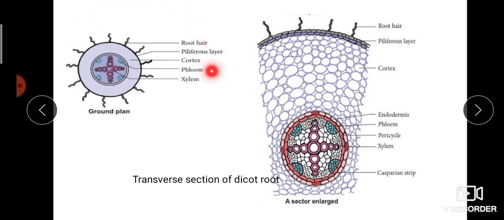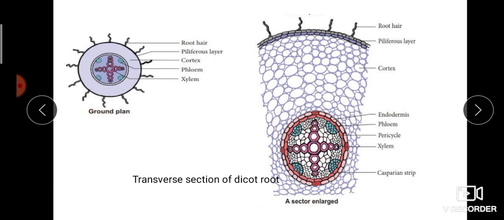Okay, so this is the transverse section of a root. This is the ground plan. If we take the cross section of the root and observe under the microscope, we can see a picture like this. And this is a portion which is enlarged. We are enlarging a portion from this ground plan and drawing it in enlarged form so that we can study it in an easy manner.